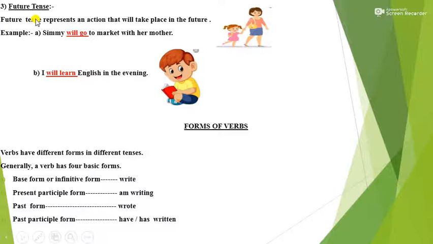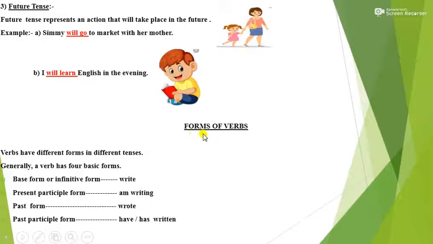Number 3, future tense. Future tense represents an action that will take place in the future. Example number A: Simi will go to market with her mother. Number B: I will learn English in the evening. These are the actions, children. Please keep in mind these are the actions that will take place in the future.